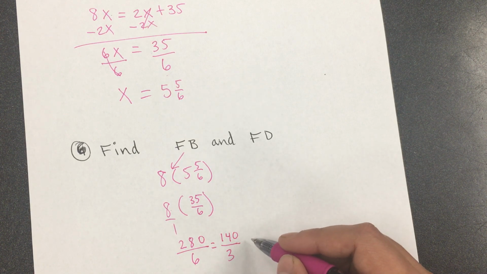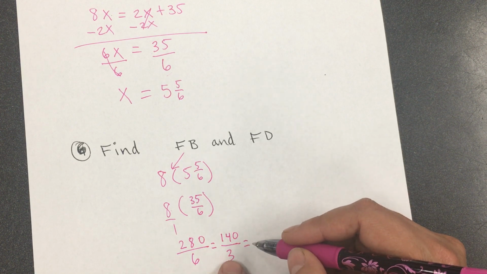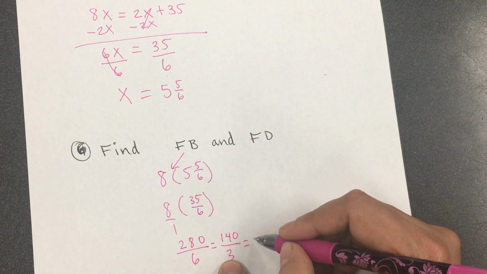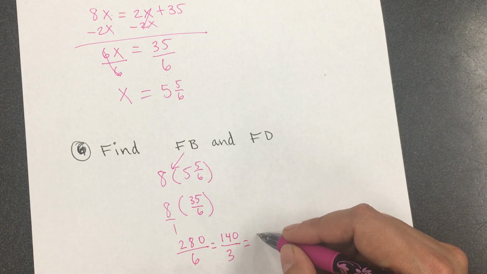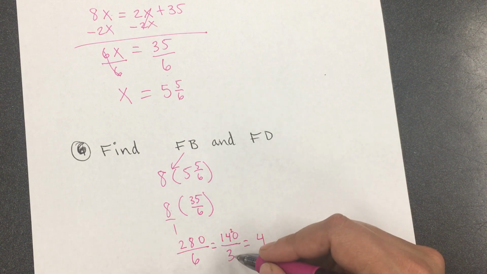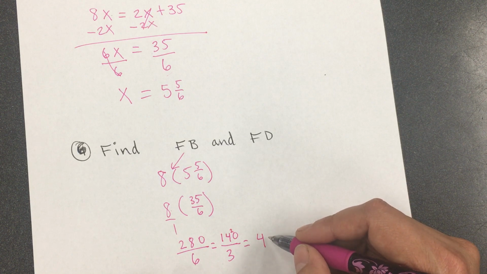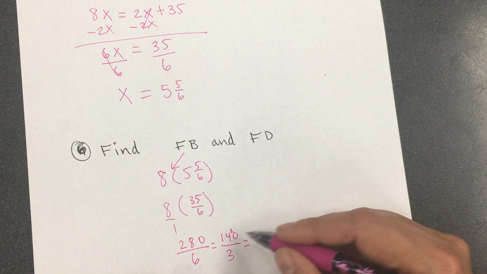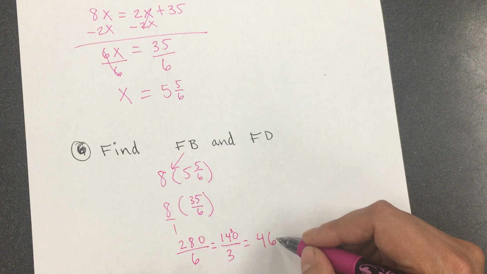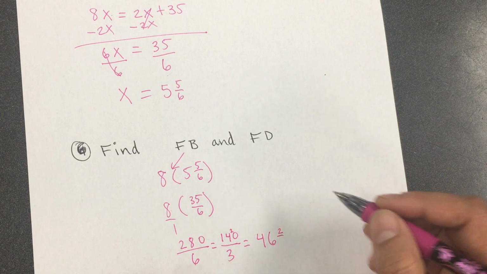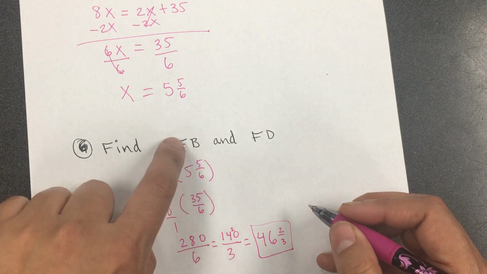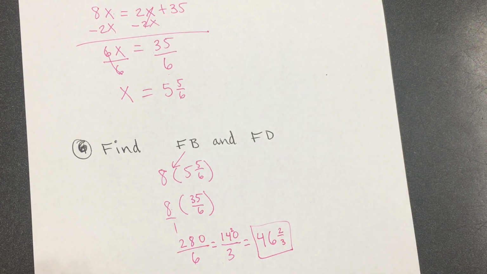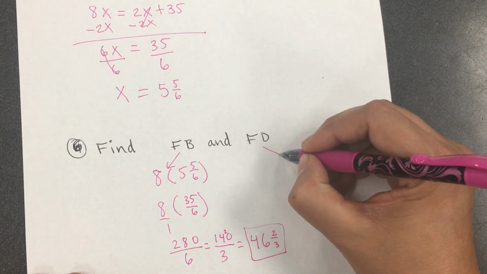And if we want to make it into a mixed number, how many times does the 3 go into 14? Or you can just divide on the side. It goes 4 times and you have 2 left. 3 into 20 is 6, and you have 3 times 6, 18. You have 2 left, 2/3. So that will be the measurement for FB, and we would have to get the same for FD.